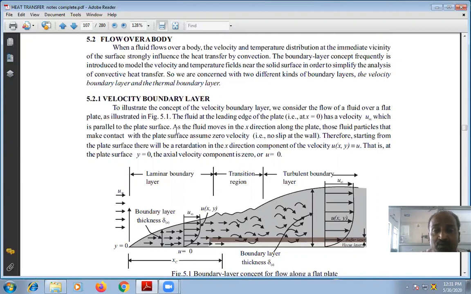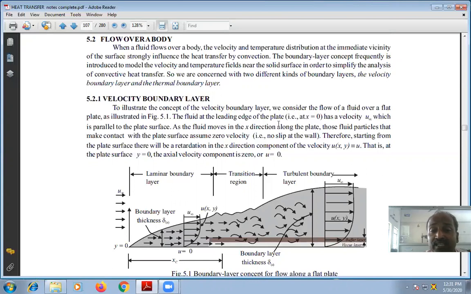Here you can see we consider the flow of a fluid over a flat plate. This is the flat plate. The fluid at the leading edge of the plate, that is x equal to 0, is where it faces the fluid. Those fluid particles have velocity u infinity, which is parallel to the plate surface.